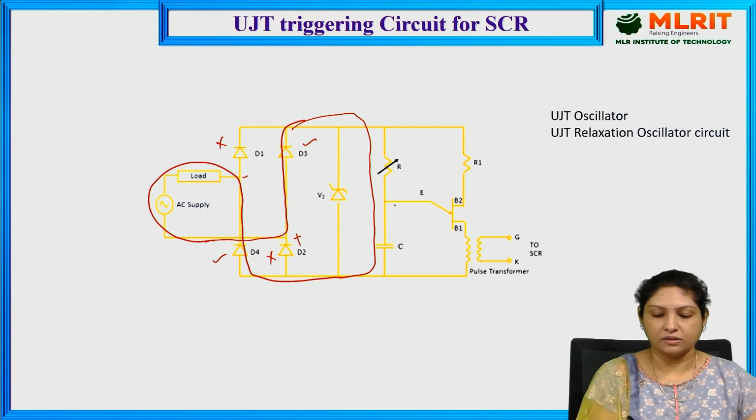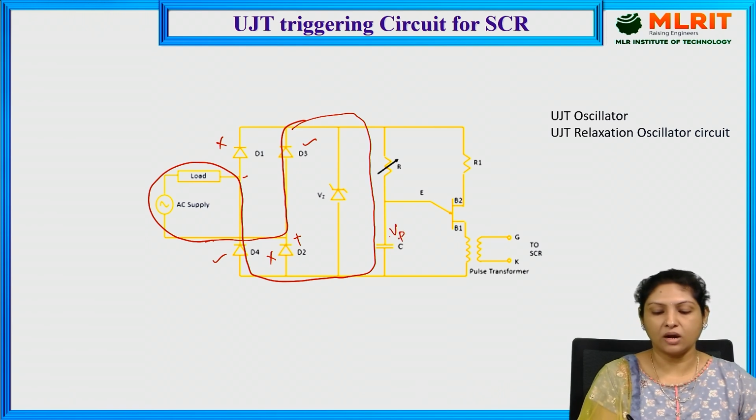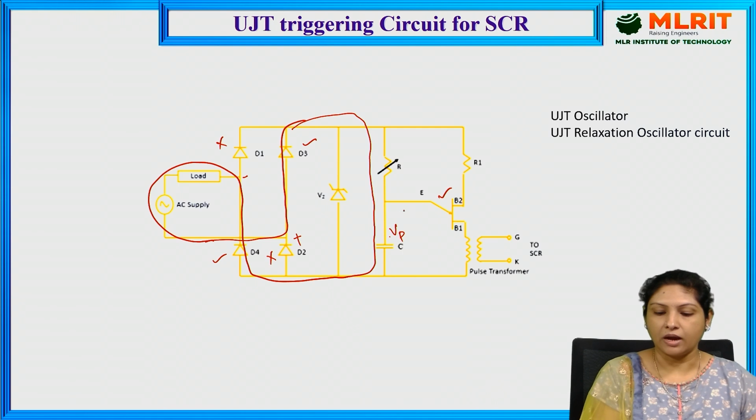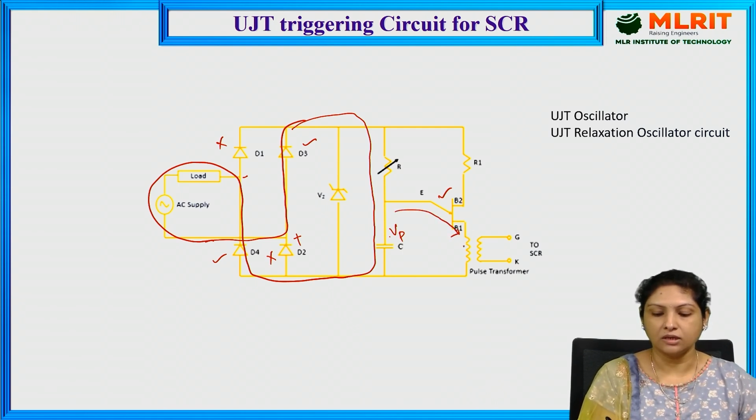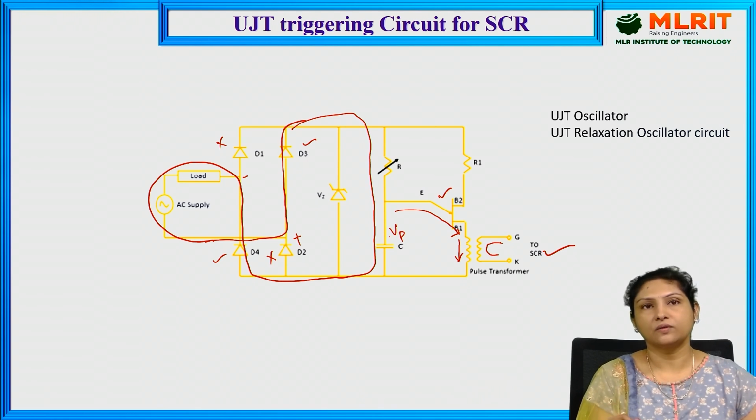And during this, the capacitor is getting charged. Once the capacitor has reached the peak value, as I already told you, the UJT will be turned on and it will conduct current in this direction. And if you see, the current is now flowing through the primary such that the pulse generated in the secondary will trigger the SCR, turning on the SCR during the negative half cycle. And that is how the cycle repeats.